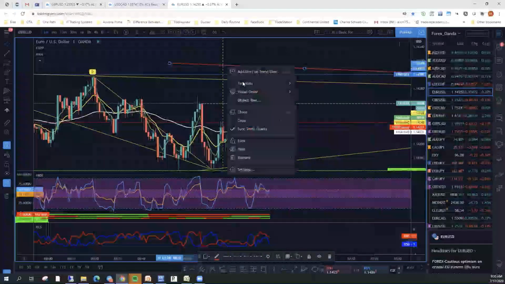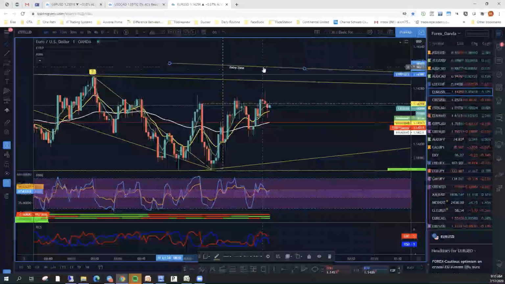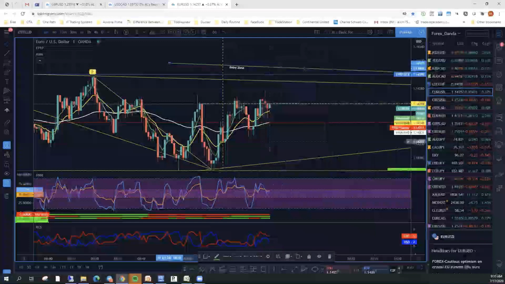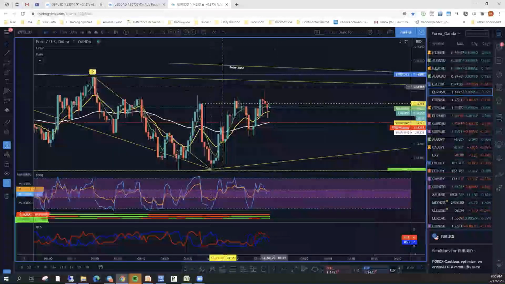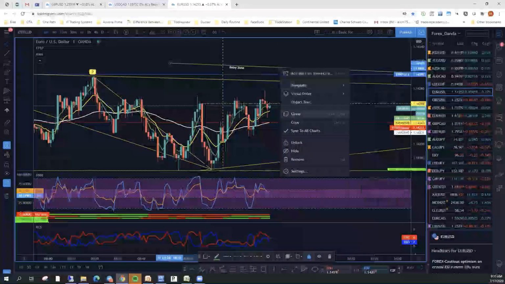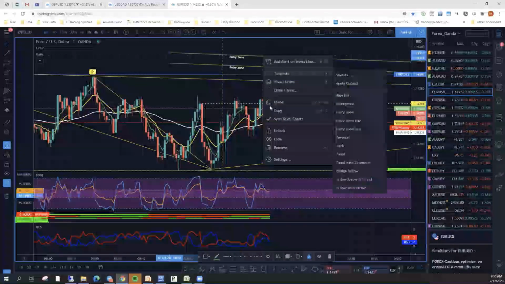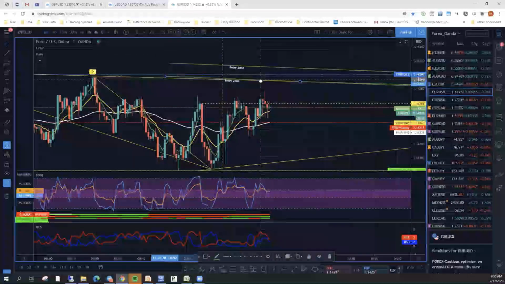And I'm going to mark this as an entry zone to buy. I'm going to lock it. And there's our zone. Here's the wedge.